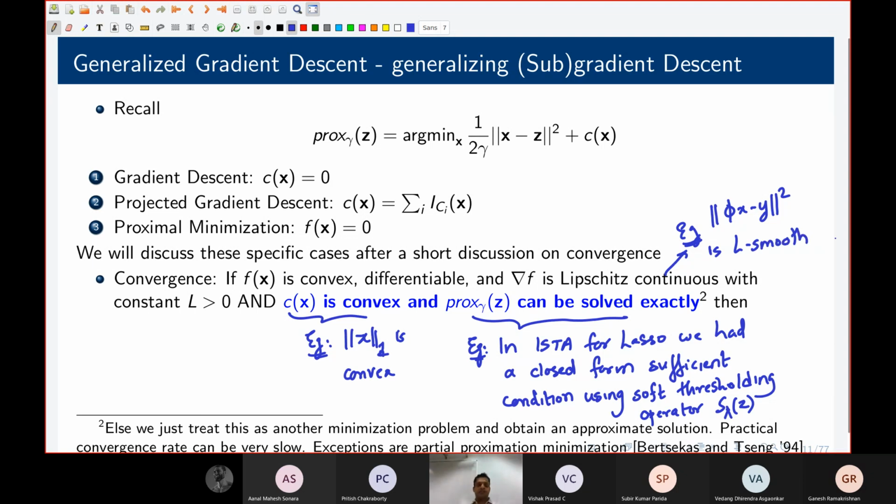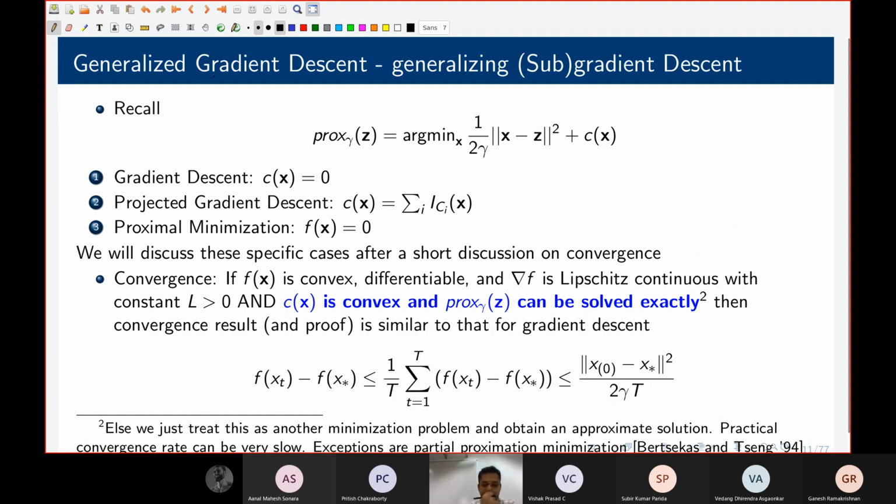So under these conditions, you get exactly what we expect. That is omega of 1 upon t. So you get this expression: f(x_T) minus f(x star) is less than or equal to the norm square of x naught minus x star divided by 2 gamma t.